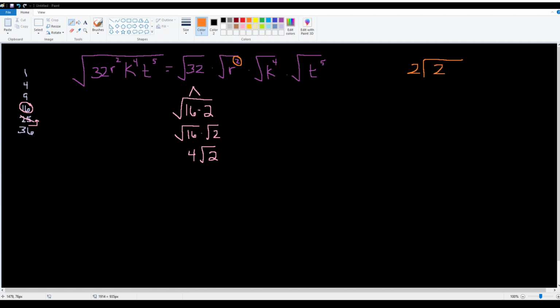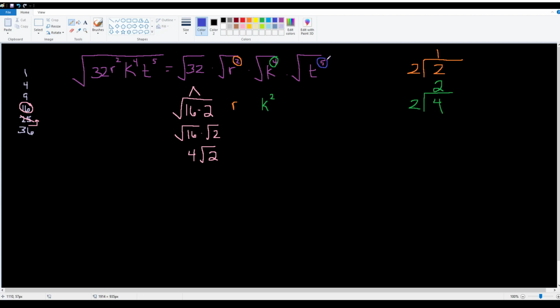So when I divide it by 2, I get 1 with no remainder. So this is now going to end up being r to the first on the outside of the radical. Then I move over to the k. I take 2 divided by 4, and I get a 2, again with no remainder. So because we have a 2 here and no remainder, nothing goes on the inside of the radical. We only put it on the outside. So we're going to have k to the 2nd power on the outside of the radical.